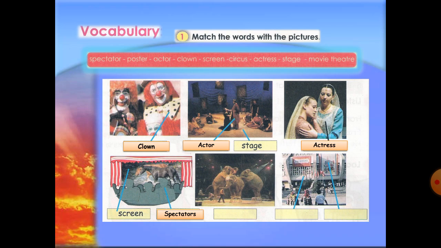Next, we have spectators. Sometimes you may call them audience. Picture number five, it's a circus, yes, a circus. So number six, what do you call this place? This is a place you can go for entertainment, yes, we may call it movie theater or cinema. Now, the last one is a poster. This is the big picture that you can see displayed on the outside of a movie theater showing the next coming film or movie.